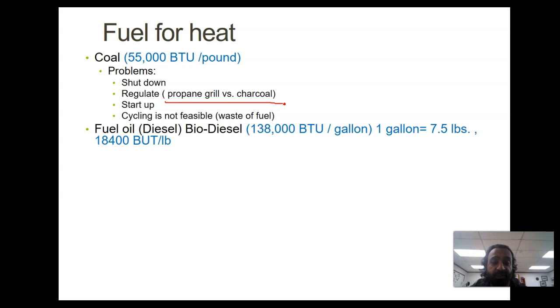Then we have fuel oil, which is diesel or biodiesel. They're both the same. They have the same properties, and they have around 138,000 BTU per gallon. One gallon is around 7 pounds, so comparing pound to pound, it's a lot less than coal.